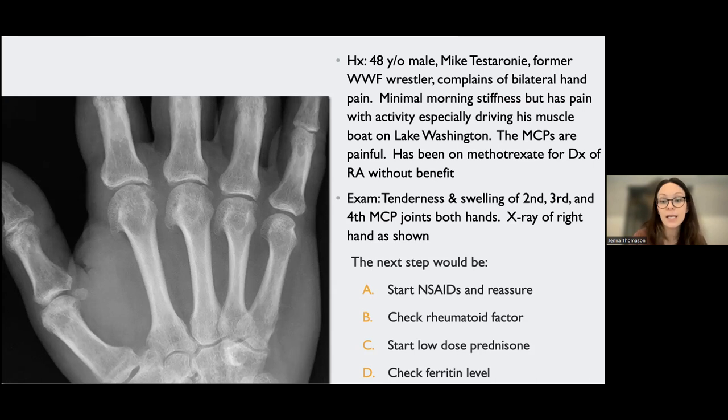And this is his x-ray. So do you want to start NSAIDs, reassure him, check a rheumatoid factor again? Maybe it's positive now. Start him on low dose prednisone to see if that helps, or check a ferritin.